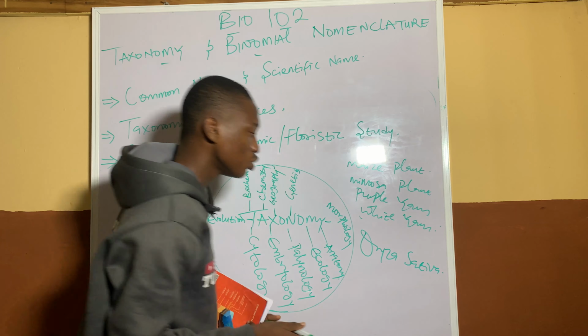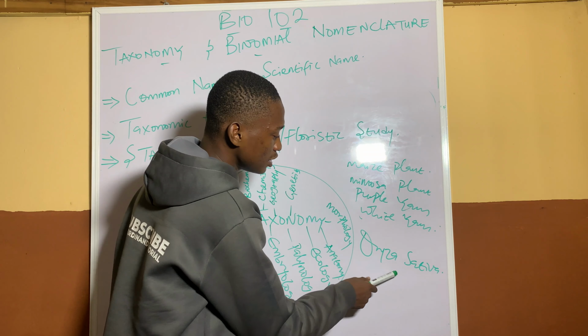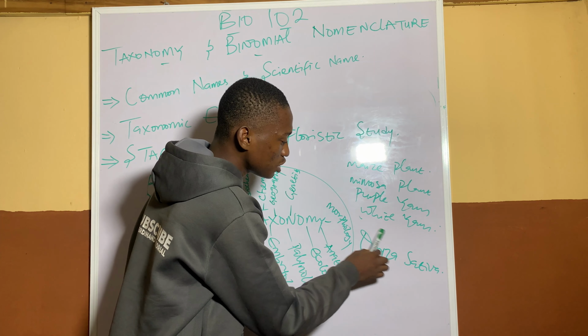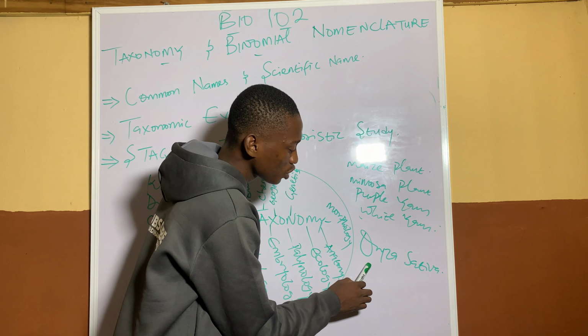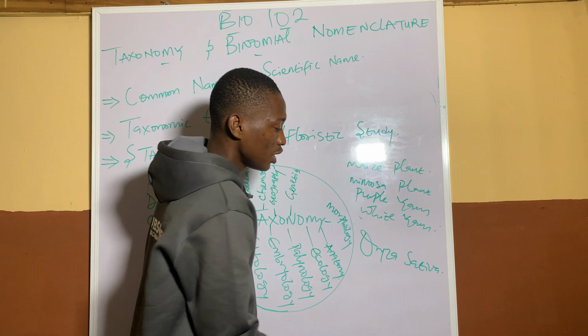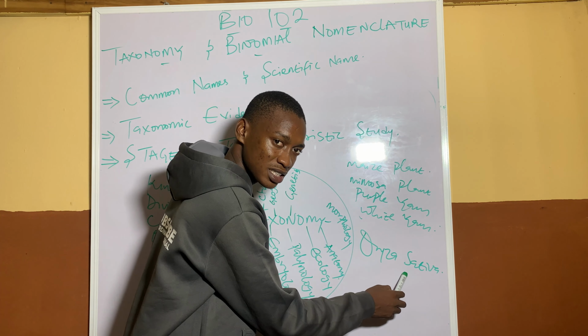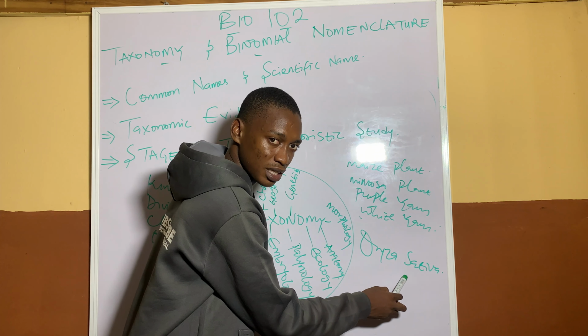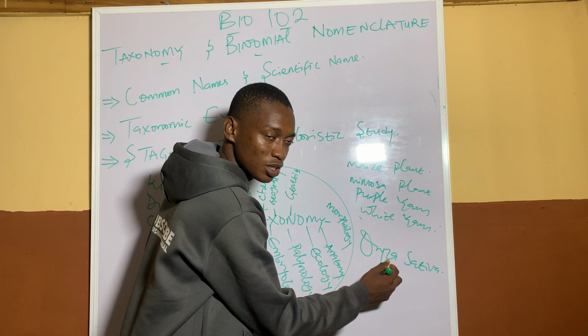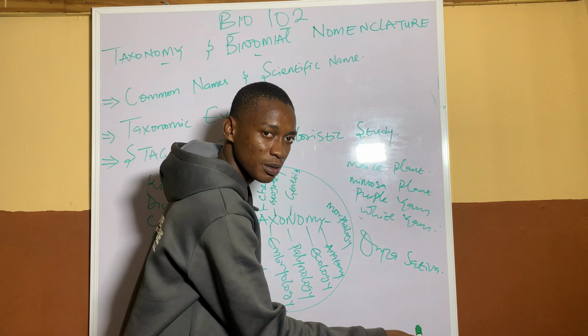I also want to let you know that when writing a scientific name, the genus name comes first before the species name. The genus name starts with a capital letter. Oryza is the genus, it comes first before the species or specific name. Now the species name comes last, and it starts with a small letter. Are we together? So Oryza sativa. Oryza is the genus, sativa is the species name.